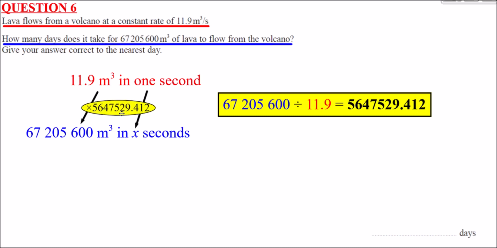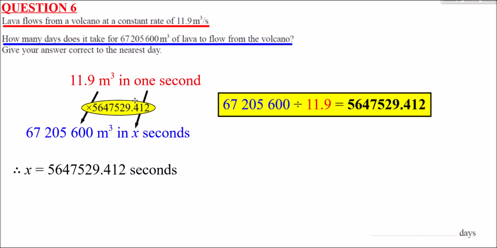So in other words, I now know at least how many seconds is needed for the volcano to be flowing lava for. In other words, it must have been emitting lava for millions and millions of seconds. So this number, 5,647,529.412 seconds. That means very little to me, because obviously after thousands of seconds we're talking about minutes. After millions of seconds we need to think about days. So here we need to give our answer to the nearest day.